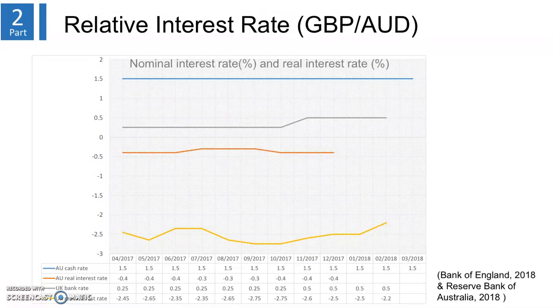Secondly, we will talk about the relative interest rate. According to the Bank of England and the Reserve Bank of Australia, we collected the data of bank rate and cash rate. We also calculate real interest rate by using nominal interest minus inflation rate. From top to bottom, these four lines represent Australia cash rate, British bank rate, Australia real interest rate, and British real interest rate respectively. As we can see, during April 2017 to March 2018, the British bank rate is lower than the Australia cash rate. The British real interest rate is lower than the Australia real interest rate as well.